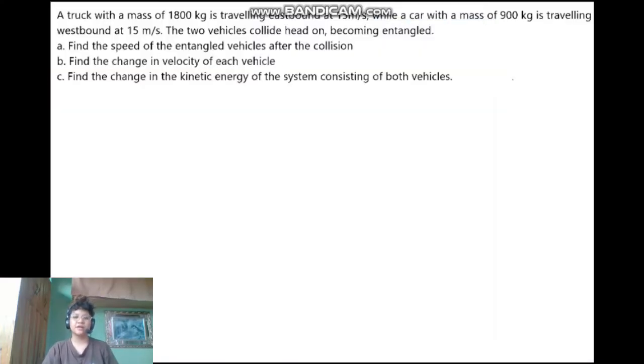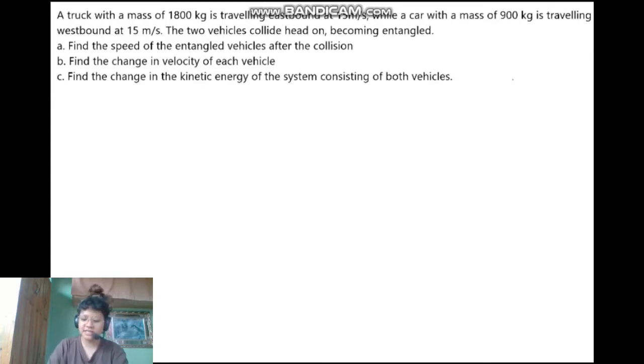A truck with a mass of 1,800 kilograms is traveling eastbound at 15 meters per second, while a car with a mass of 900 kilograms is traveling westbound at 15 meters per second. The two vehicles collide head-on, becoming entangled. A: Find the speed of the entangled vehicles after the collision. B: Find the change in velocity of each vehicle. C: Find the change in kinetic energy of the system consisting of both vehicles.